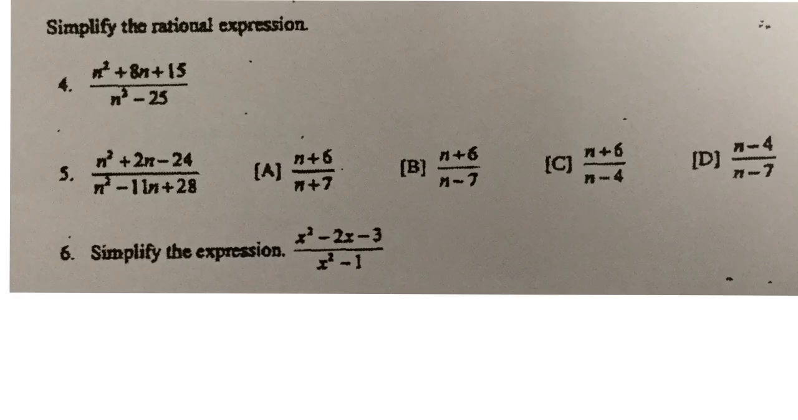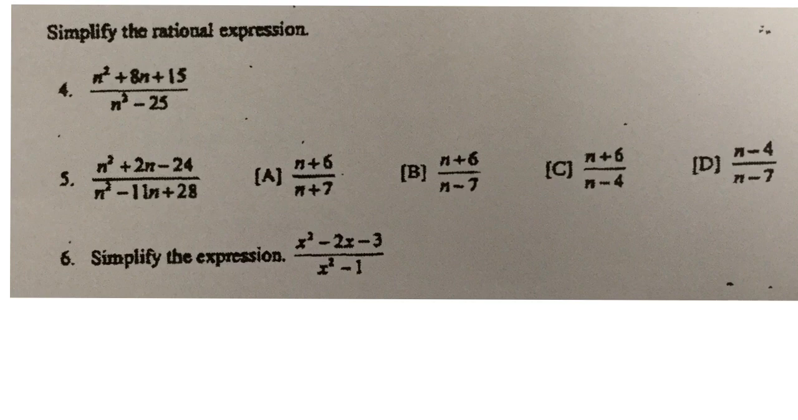All right, so we're going to look at 4, 5, and 6 on this slide. n squared plus 8n plus 15 divided by n squared minus 25. Simplify the rational expression. Step 1 in almost every problem is to factor. You can't start dividing things out unless they're factors. So we're going to factor n squared plus 8n plus 15.